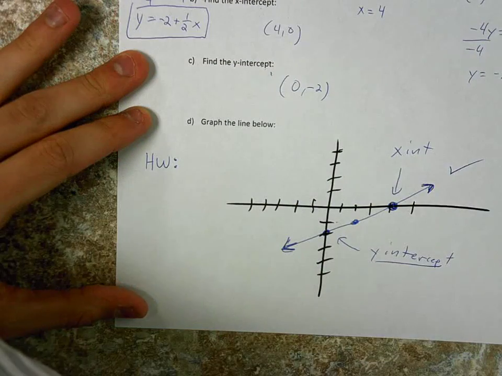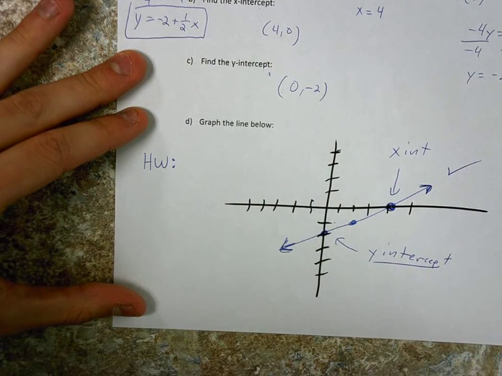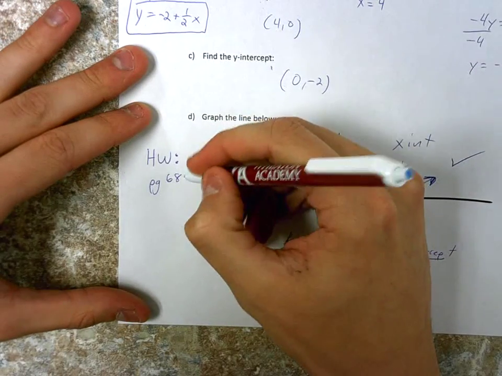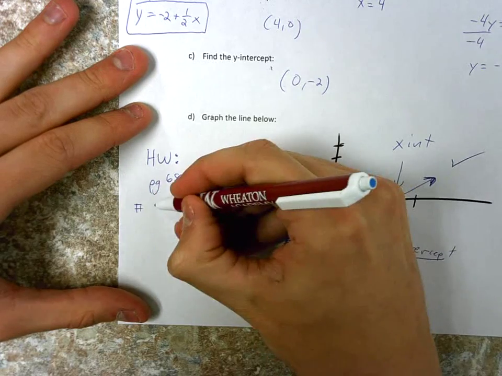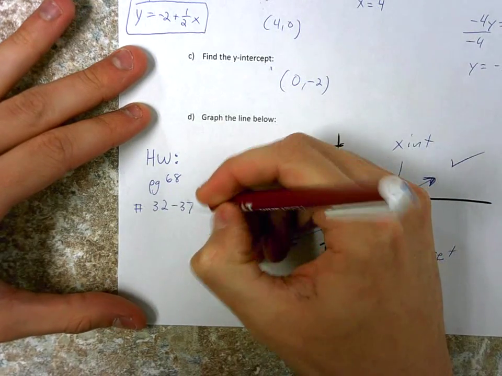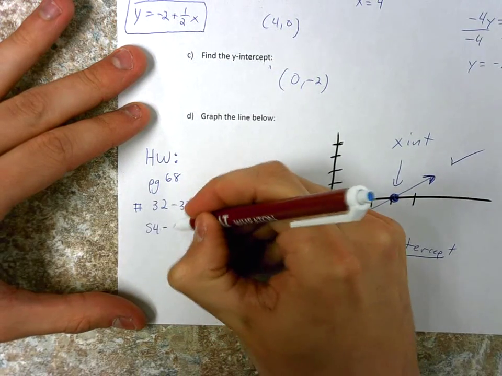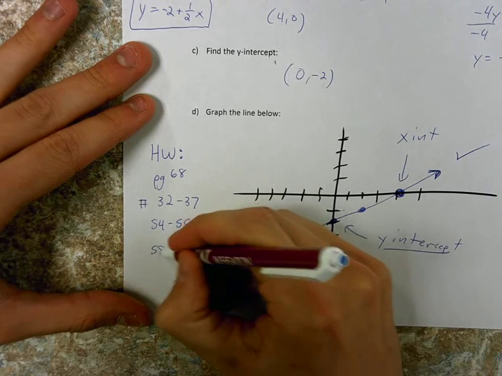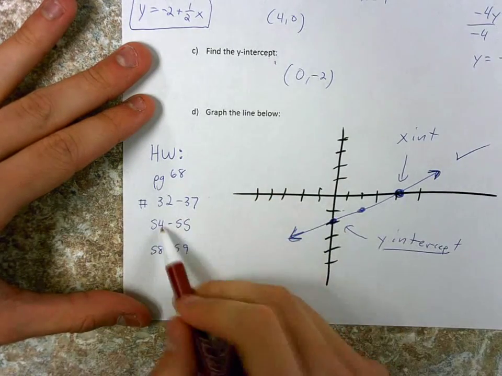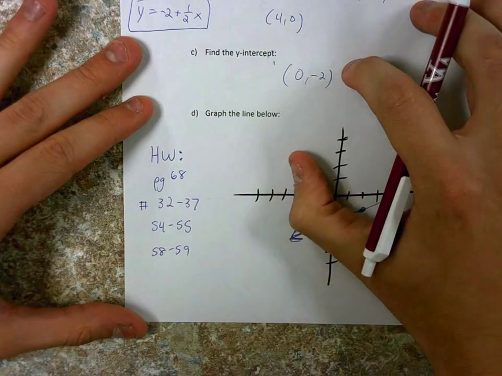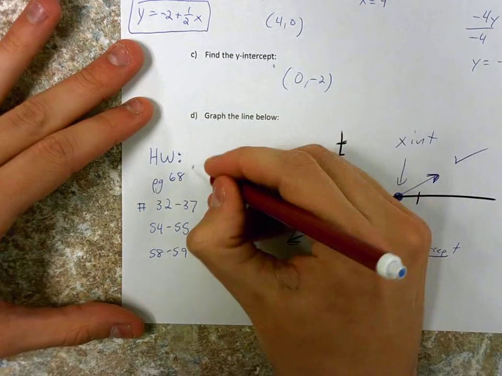So your homework is page 68, problem number 32 through 37, 54 and 55, and 58 and 59. So what's that? 5, 6, 7, 8, 9. 9 problems. So again, use these notes. Rewatch this video if you need to, but good luck. Have a great weekend.